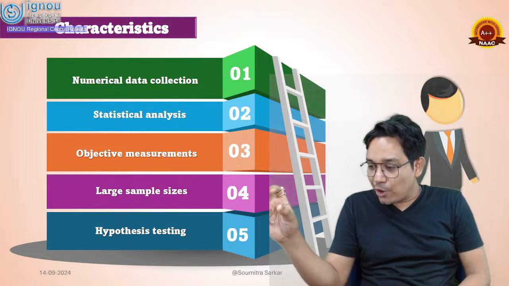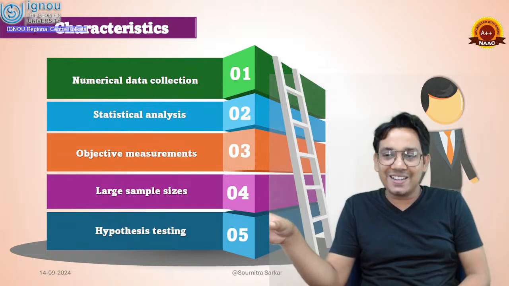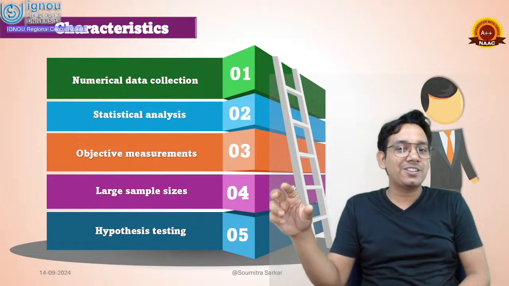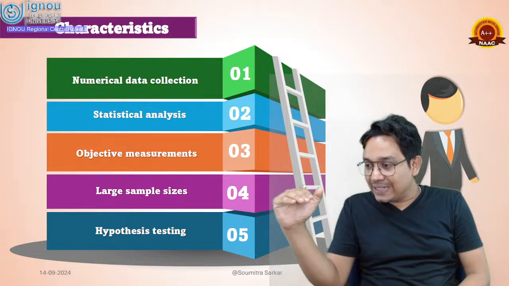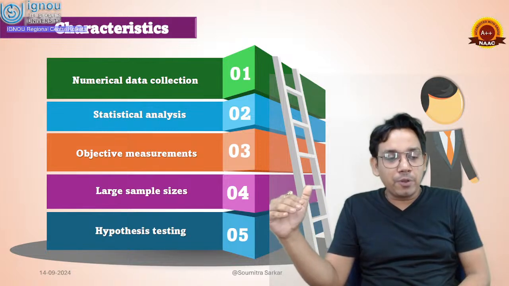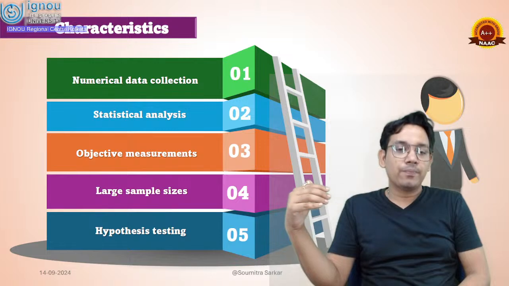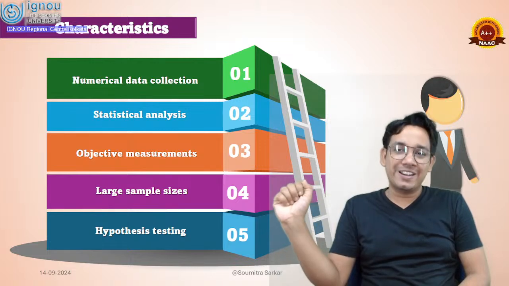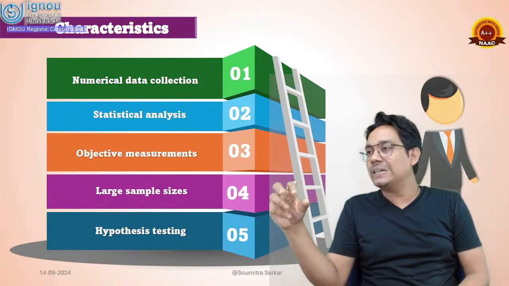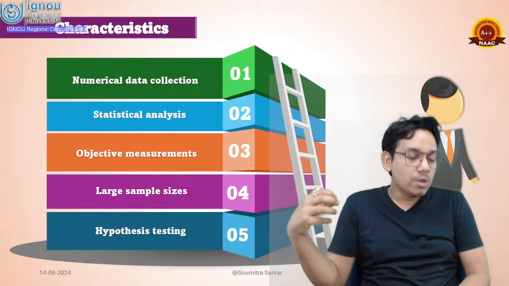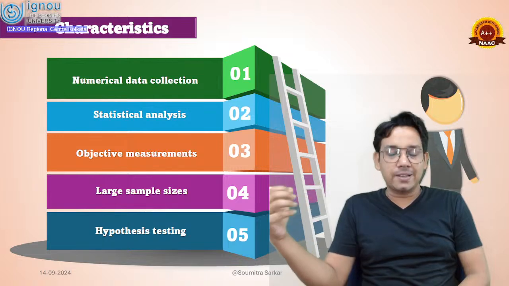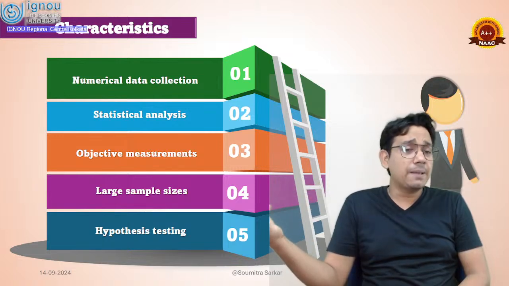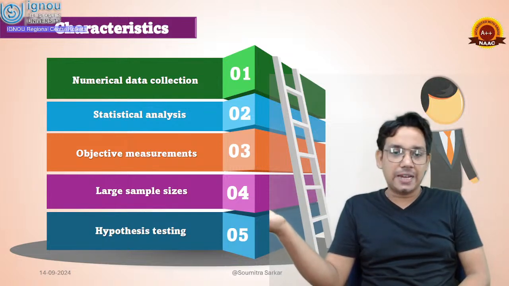So when you're talking about numerical data collection, we have to pay attention that if I have more data belonging to the numerical sections, then I have to apply a quantitative method, because through the quantitative method we can get proper systematic results. The second important point is statistical analysis.